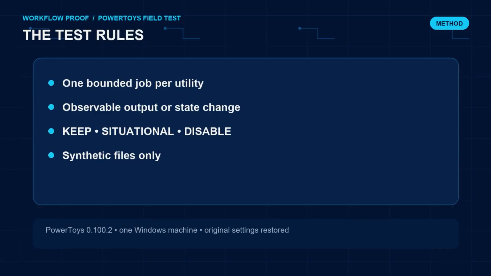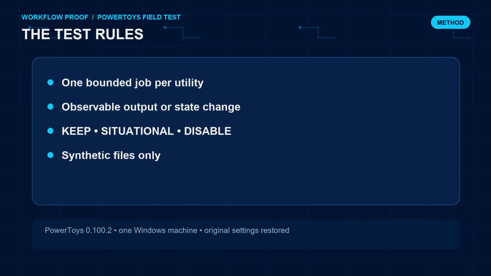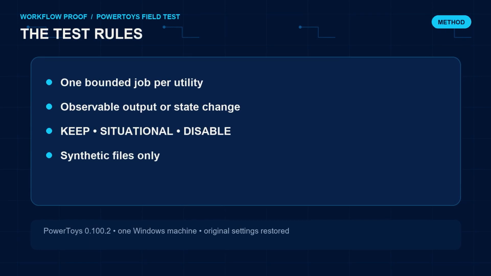This is not a feature tour. Every utility gets one specific job and one observable result. A file tool has to produce the correct files. A window tool has to change the actual window state. A reference tool has to recognize the foreground app and return useful information.